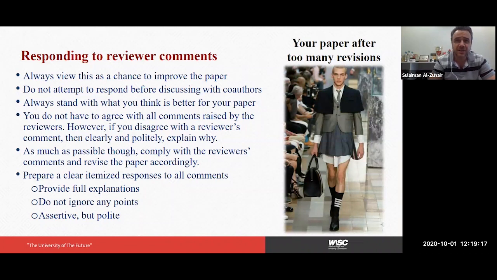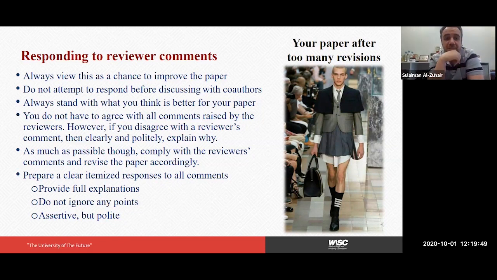Don't be defensive. Don't say those people do not understand what they're talking about. Look at it positively, read it carefully, and try to improve the paper. Just consider it as a free review for your paper. And people spend time to review it, give you comments, cherish that, and improve your paper accordingly. Do not attempt to respond before discussing with the co-authors. Read carefully all the reviewers' comments. Agree with the co-authors on what you want, how you want to respond, and then respond.